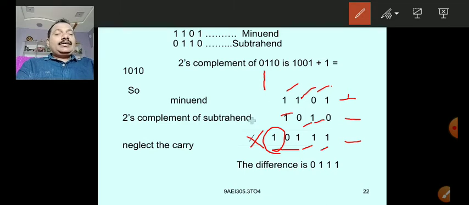That means you remember, I would like to emphasize that by using the addition process we are getting the difference result by using the 2's complement method of subtraction of binary numbers.